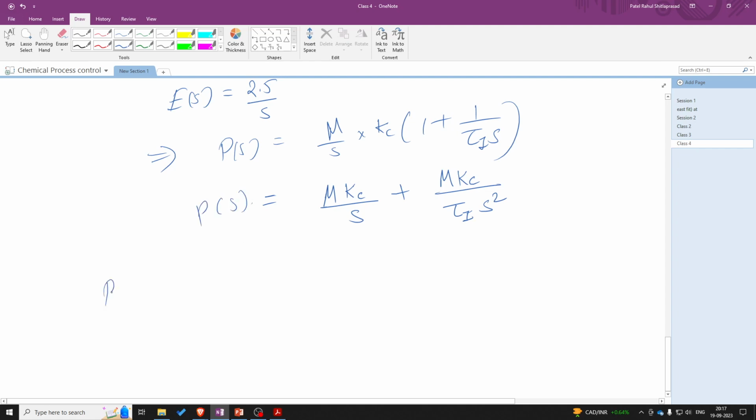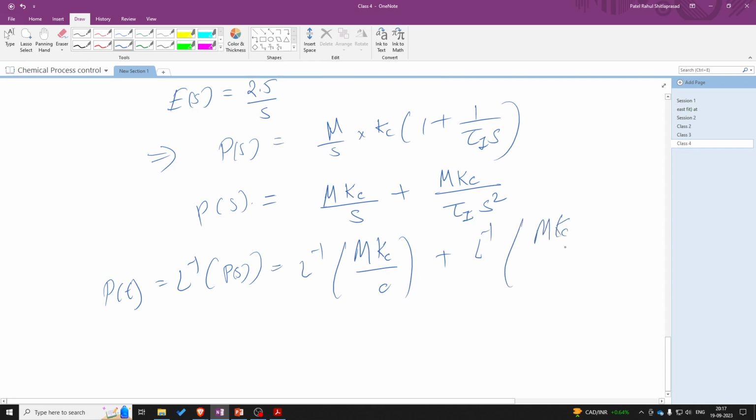Now since we want to find P of t, we will take the Laplace inverse of this equation. It will become Laplace inverse of M Kc by S plus Laplace inverse of M Kc on tau I into S square. So Laplace inverse of 1 by S is simply 1, so this will become M Kc, and 1 upon S square is simply t, time. So it will become M Kc upon tau I into time.